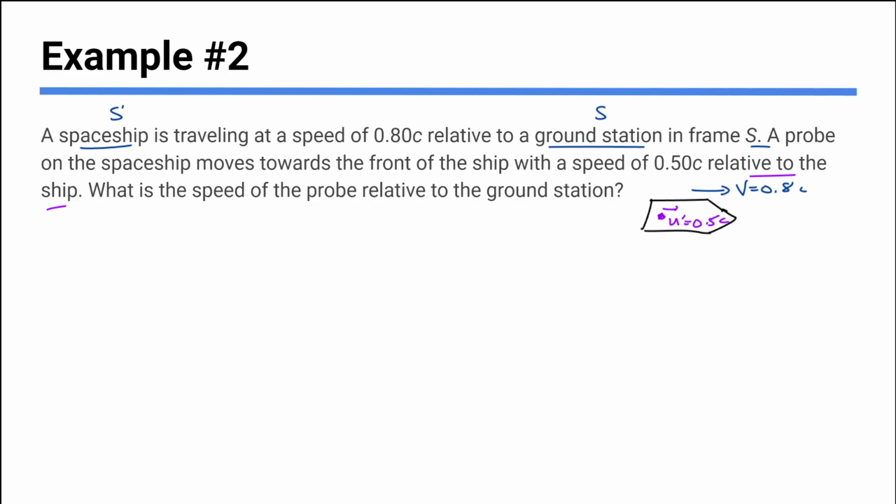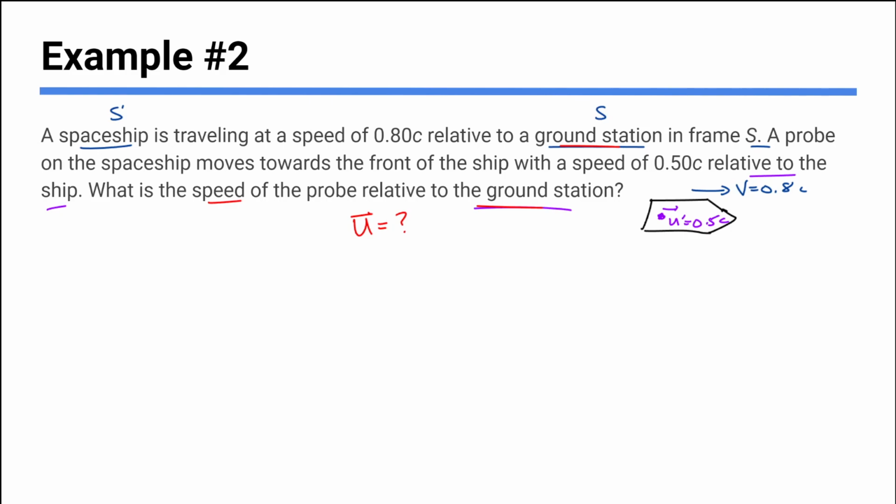So always think about what frame is this measured in. So that's u prime. If you're inside the spaceship, you see this little probe droid going towards the front at half the speed of light. And what is the speed of the probe relative to the ground station? Well, the speed of the object relative to S is u. That's what u is defined to be. So what is u is the question.